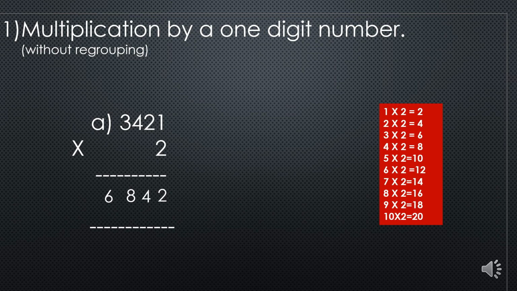So 1 2s are 2. So that we can write there. Then the next tens place digit, that is 2. 2 we want to multiply by 2. 2 2s are 4. Next we want to multiply by the hundreds place digit 4. 4 into 2 is 8. Next by the thousands place digit 3. 3 into 2 is 6. So what is the answer we are getting? 6842. That is the product we get when we multiply 3421 by 2. The answer is 6842.